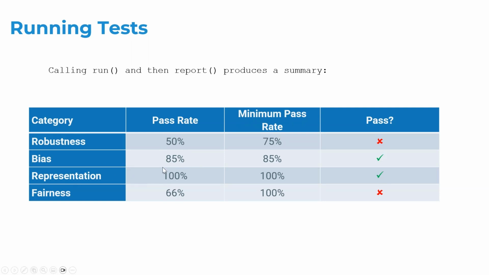And representation is a little bit different. We are interested in having a similar representation in the data. So we want to have enough examples for each of the groups that we are interested in. As an example, we want to have similar frequencies of male and female in our data set.